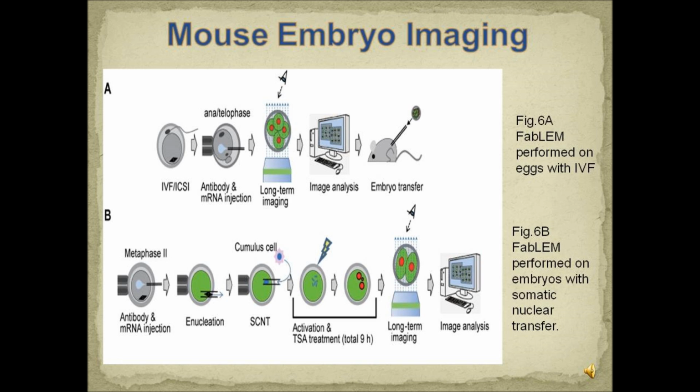Oocytes were injected with a mixture of fluorescently labeled Fab and histone H2B MRFP-B1 mRNA, enucleated, and injected with a somatic nucleus derived from a cumulus cell. Then reconstructed embryos were activated with SrCl2 and cytochalasin for 6 hours. The embryos were further incubated for 3 hours in TSA, monitoring the histone H3 acetylation levels. Time-lapse confocal images were recorded for IVF and SCNT.